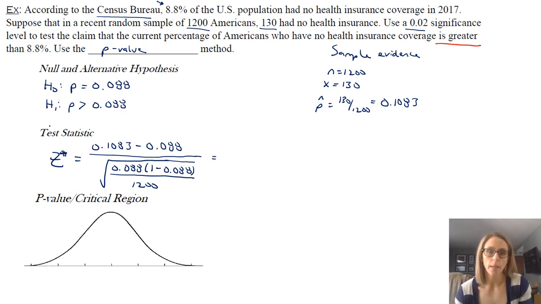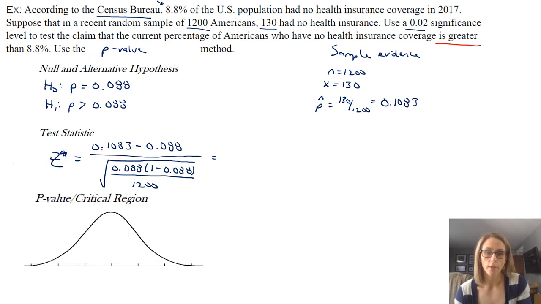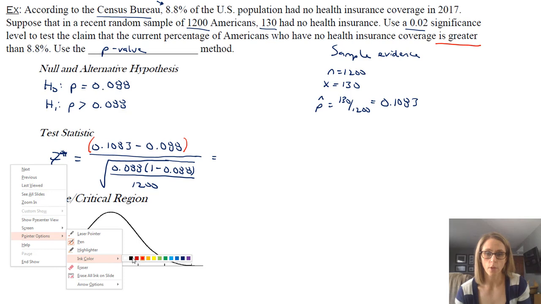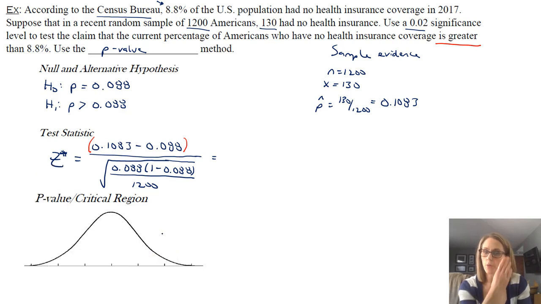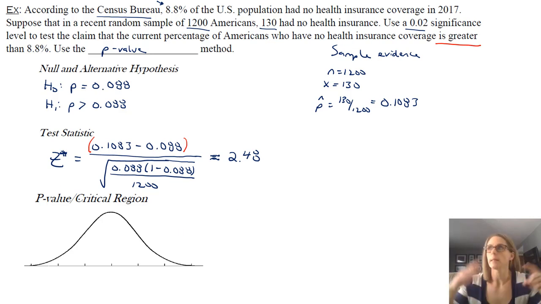Now, a couple things to pay attention to is if you put this all into your calculator, either use the fraction bar, or if you're trying to put it all at once, put parentheses so that your calculator knows to do the subtraction before it does the division. So it's just following order of operations. If you put that into your calculator, you should get about, I'm going to say approximately because I'm rounding, 2.48.